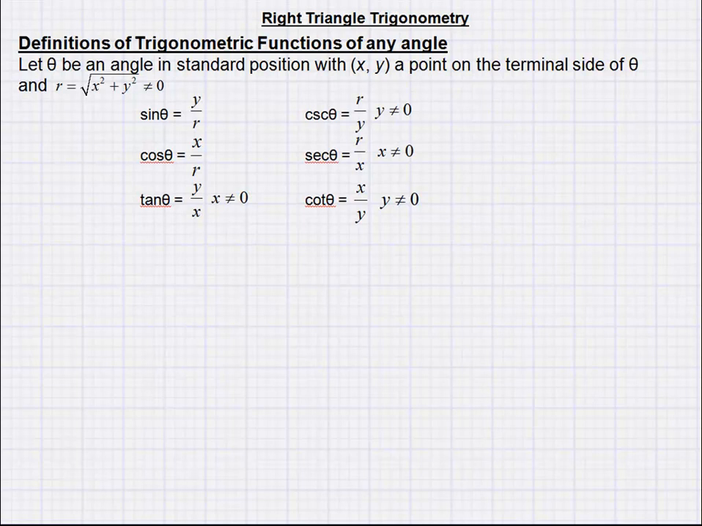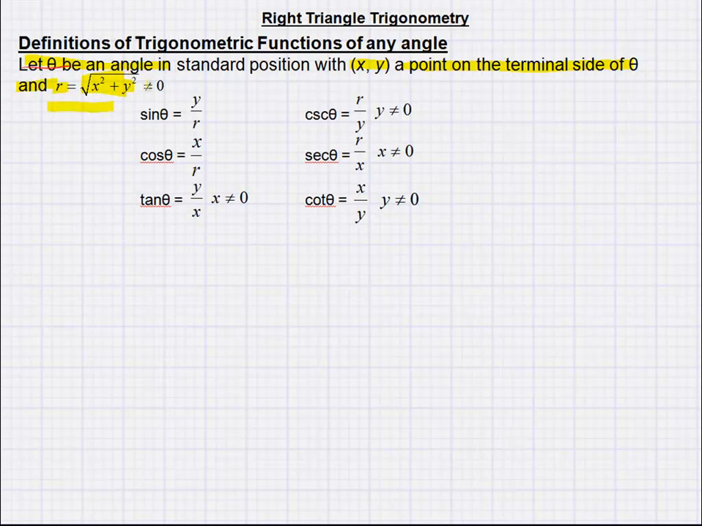And I'll explain this in a second, but let's just look at the formulas. So if we said, let theta be an angle in standard position, x and y be the point on the terminal side of theta, and r, which is the radius of your circle, which can always be calculated using this formula, the square root of x squared plus y squared, and that should never be equal to 0, then this is the way we can evaluate these trigonometric functions.